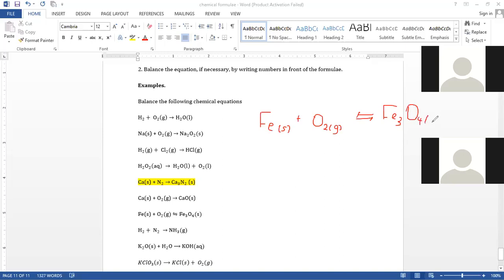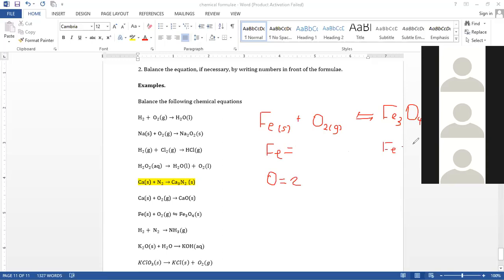Okay, go ahead. For the first side of the equation, iron has 1 atom and oxygen has 2. And then for the other side of the equation, iron has 3 and oxygen has 4. So we are supposed to balance the equation. We'll write 3.